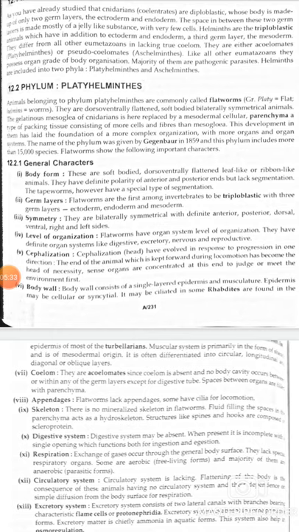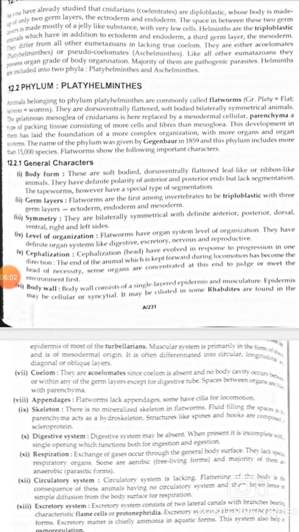Next point is nervous system. Nervous system is more organized in flatworms as compared to cnidarians. It consists of a brain and two main longitudinal nerve cords connected at intervals by transverse commissures. So it gives an appearance like a ladder. Jaise do seedhe dande hote hain aur dono aapas mein jude hote hain through transverse lines. So like that, the nervous system is present in these flatworms.